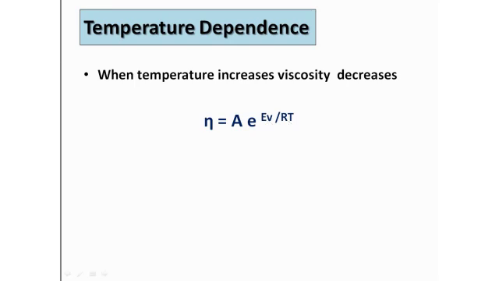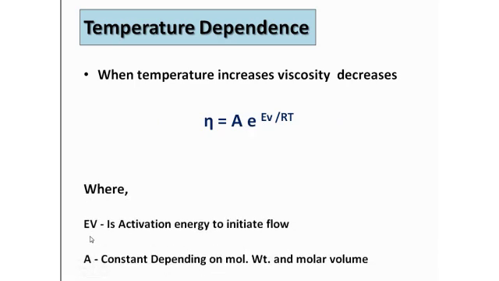So what are these terms? Eta, we know, is the viscosity. EV is the activation energy which is needed to initiate the flow of a static fluid. R is the universal gas constant, at a temperature T. And A is a constant, but it depends upon the molecular weight and molecular volume of that fluid, for which we are checking the change in the viscosity with the temperature.